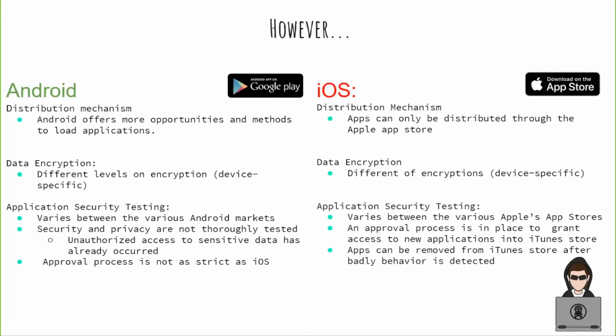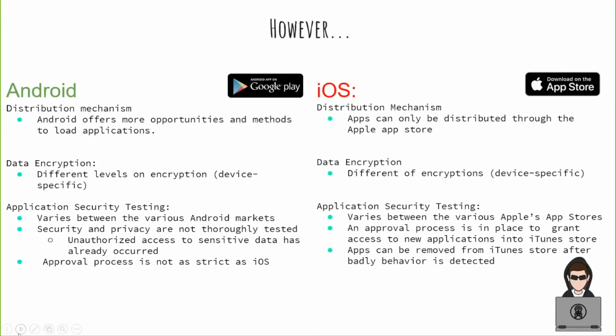However, when it comes to distribution mechanisms, there are a few differences between Android and iOS. For example, Android offers more opportunities and methods to load applications, while iOS can only be distributed through the Apple App Store. Another difference between Android and iOS is the way they encrypt devices. When it comes to application testing, it will vary between Android markets, while for iOS, it will vary between the different Apple app stores.